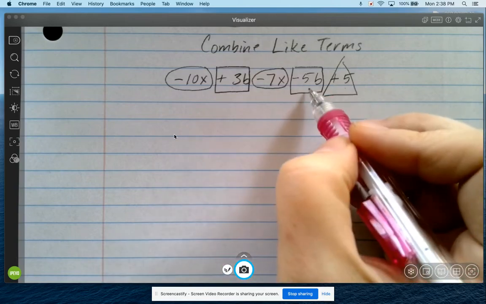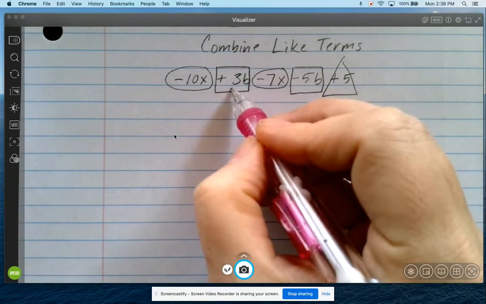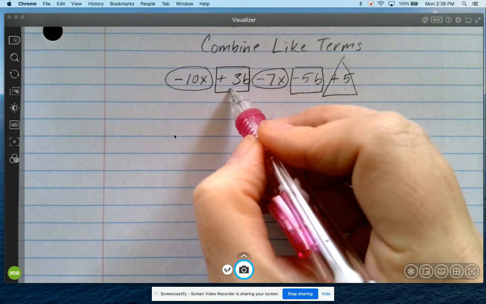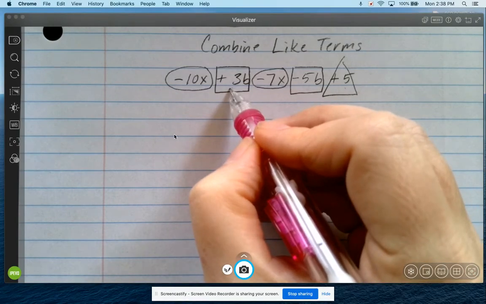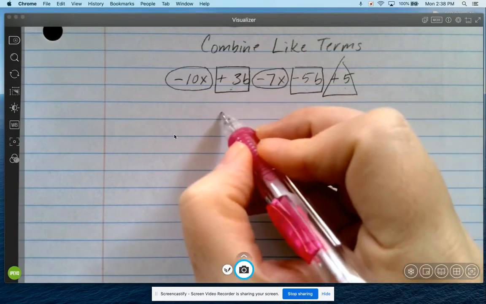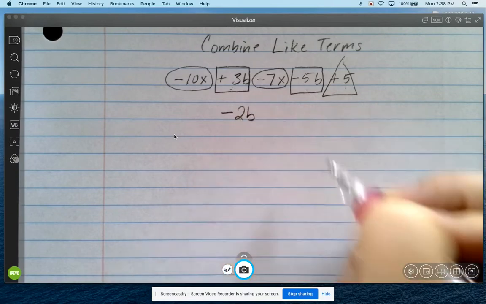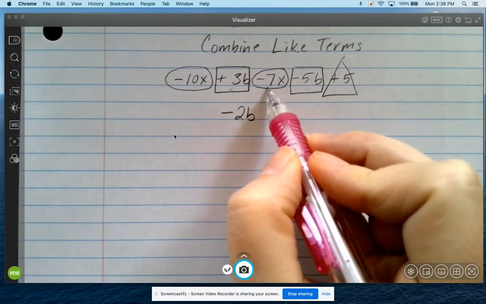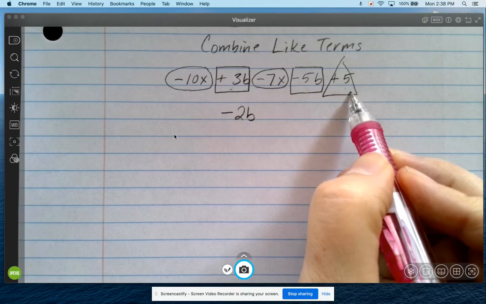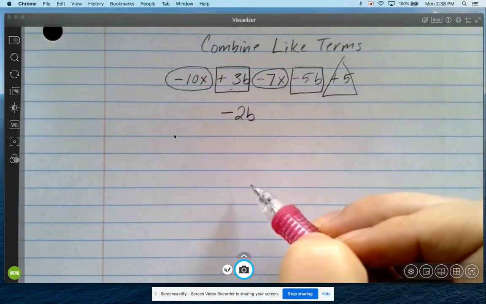Negative 5b and a positive 3. If I were positive 3 on the number line and I jumped backward 5, I would be at negative 2b. And then my x's will be next, constants are last. We're going alphabetical, so that's why I started with the b.